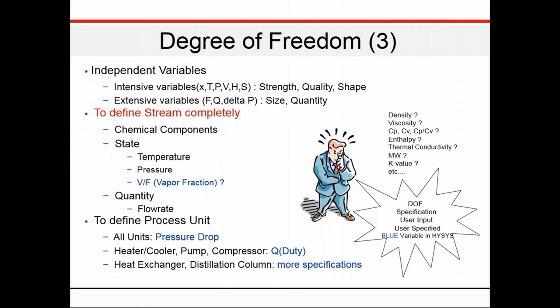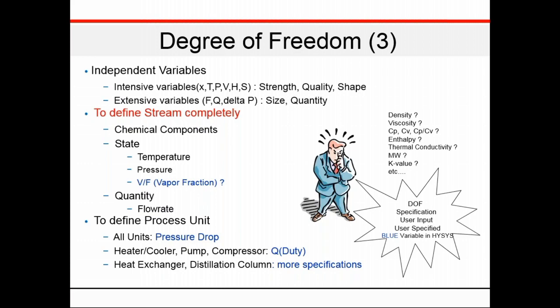Now we have our extensive variables. For our extensive variables, we have F, Q, and delta P. Delta P is the change in pressure, and Q looks at the heat changes and all that. So extensive variables describe the size and quantity. Remember, intensive variables are for strength, quality, and shape, SQS, while extensive variables are for size and quantity.